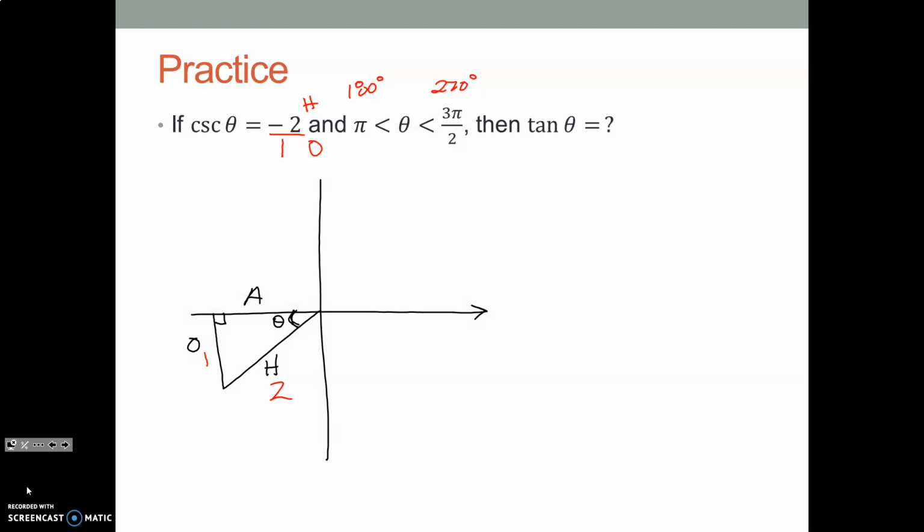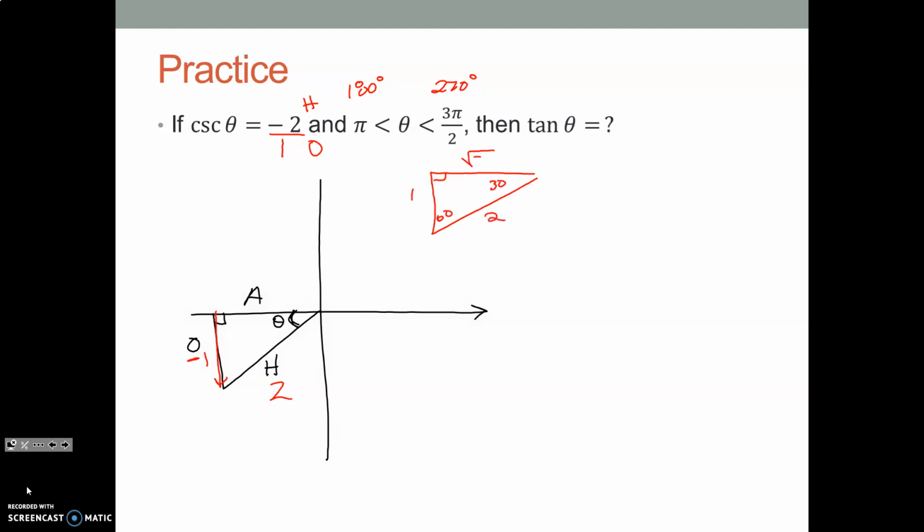Now, how did it become a negative 2? Well, that is because this is moving down, which means that it has to be negative. And I know that the 2 is positive because your hypotenuse can never be negative. So then what is our adjacent? 2 and negative 1. That's not one of those special ones that we went over. Or is it? What if this was a 30, 60, 90? So we had 1, 2.